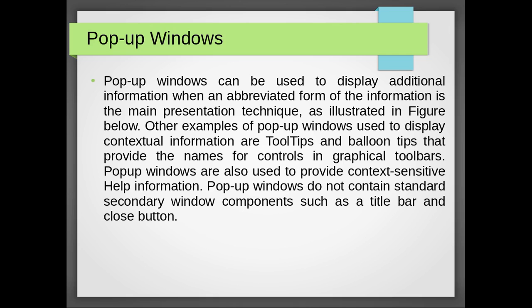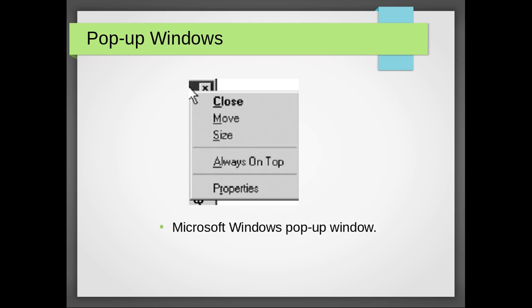Other examples of pop-up windows used to display contextual information are tooltips and balloon tips that provide the names for controls in the graphical toolbars. Pop-up windows are also used to provide context-sensitive help information. Pop-up windows do not contain standard secondary window components such as a title bar and close button. This is the best example you can see.